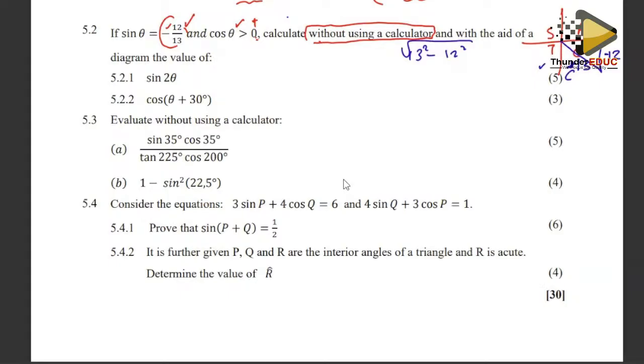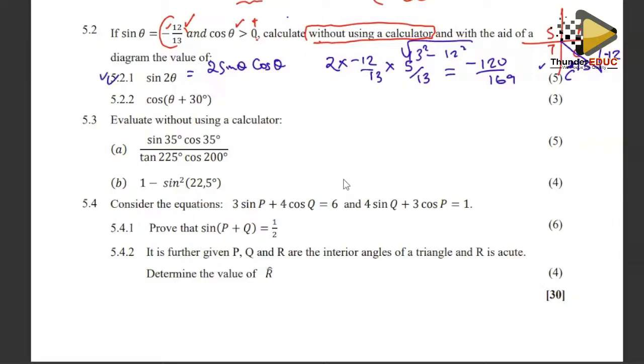They want us to find the sine 2 theta. So this is the same as 2 sine of theta, cos of theta. Let's now substitute. So it's going to be 2 times the sine, which is negative 12 over 13, times the cos, which is 5 over 13. So this is a 10. So it's a negative 120 over 169. That is what I'm getting as my answer for 5.2.1.